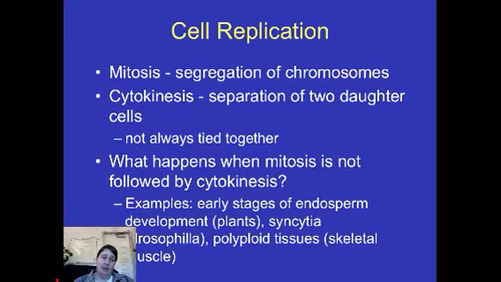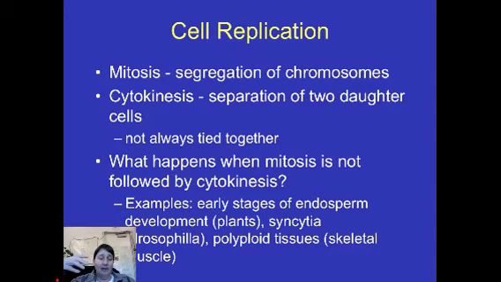Replication really means that we're making copies of DNA, and you should all know that replication of DNA is semi-conservative, which means that you always have an old strand paired with a new strand. The process of mitosis is how we actually segregate those sister chromatids from one another during the process of pulling the chromosomes apart. So mitosis is separating the chromosomes. Cytokinesis is actually the separation of the two daughter cells. And sometimes these aren't always linked together.